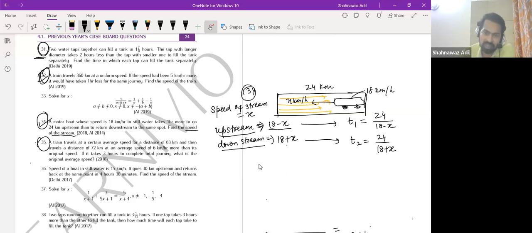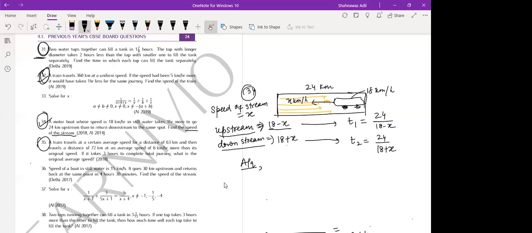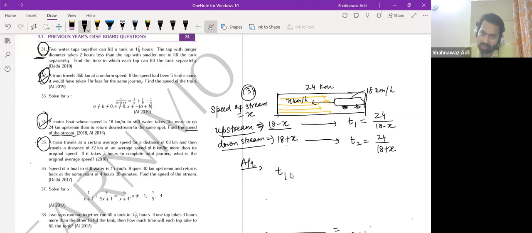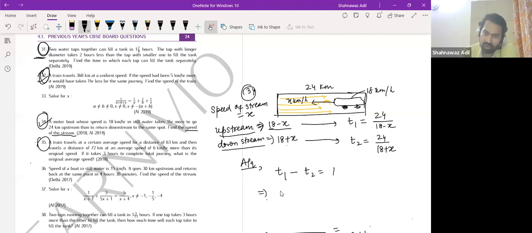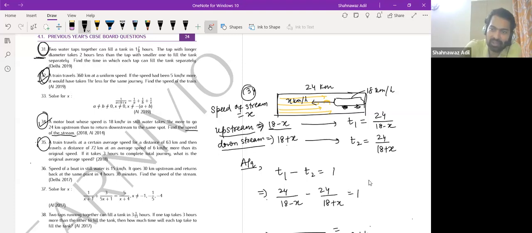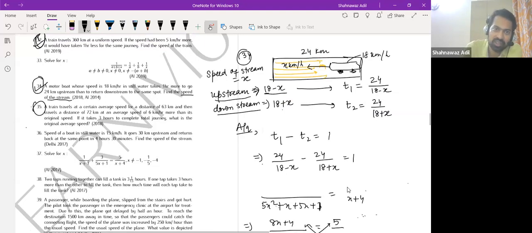So now what will be the equation, Abir? T1 minus T2, because T1 is the longer time. And T1 minus T2 is how much? 1. Good, so we have got the equation, guys. Now you solve the equation and tell me the answer.